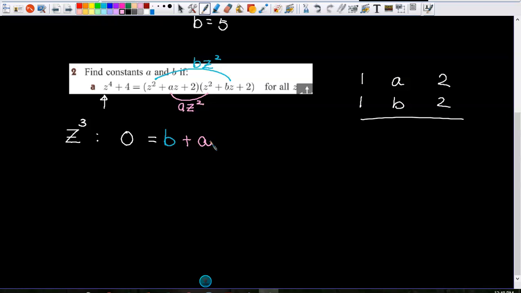Now, if that was a nice question and it had said, instead of a being there, it was an 8, well, huzzah, I can now solve for b, correct? And away I go. Unfortunately, it's not in this case. So what do you think I have to do? I have to go to the next one. So I have to now go to z squared.